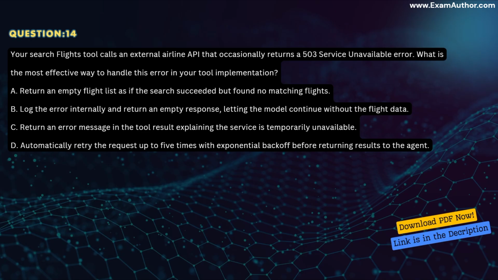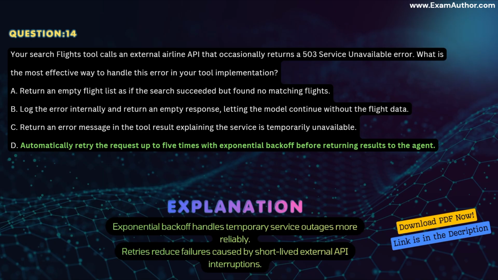Correct answer, D. Automatically retry the request up to 5 times with exponential backoff before returning results to the agent. Explanation: exponential backoff handles temporary service outages more reliably. Retries reduce failures caused by short-lived external API interruptions.